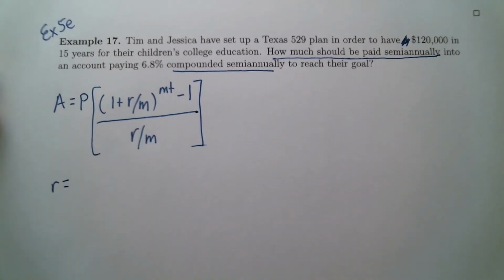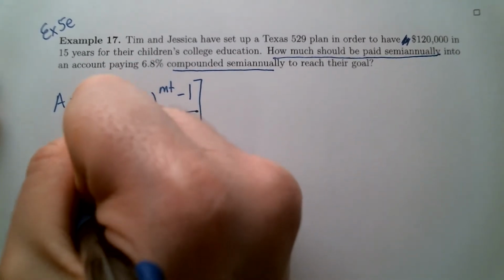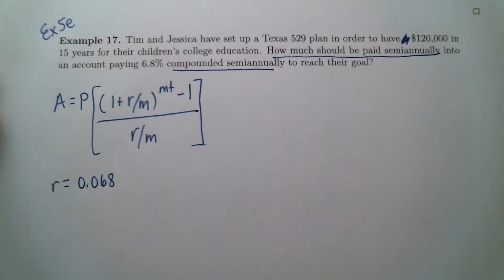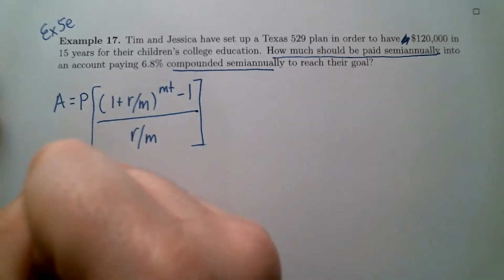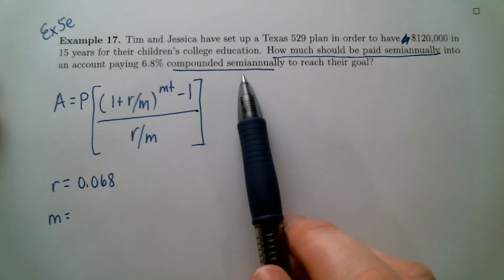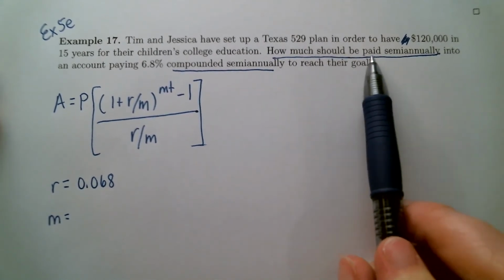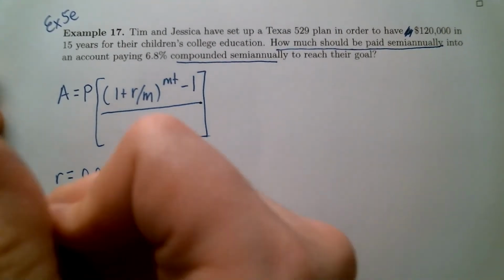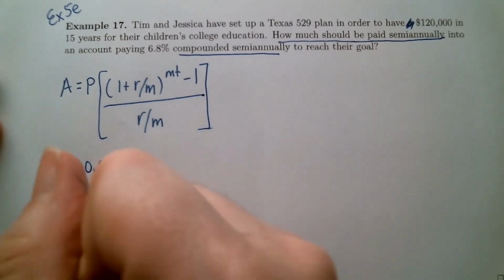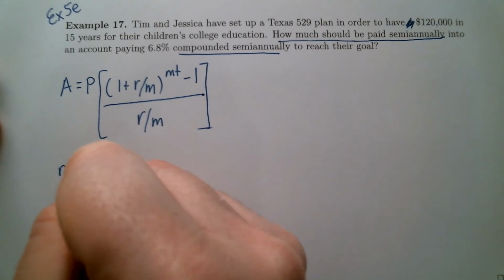We know the interest rate. Their savings account has a 6.8% interest rate, so that's 0.068. We know the M value. The interest is compounded semi-annually. That coincides with semi-annual deposits. So M is going to be 2, twice a year. The time, they're going to save for a total of 15 years.